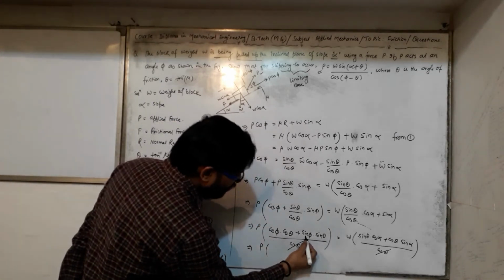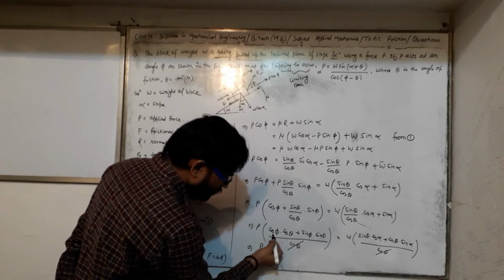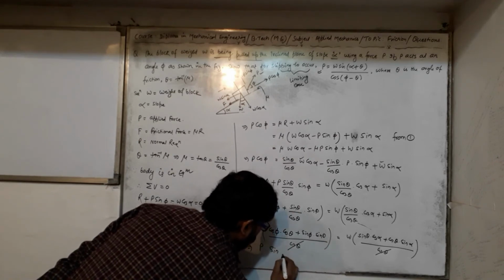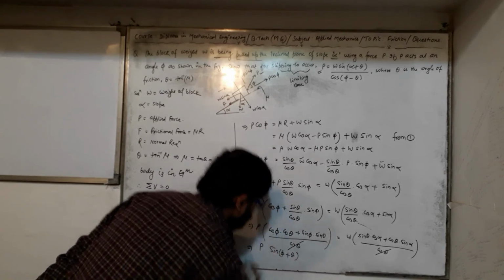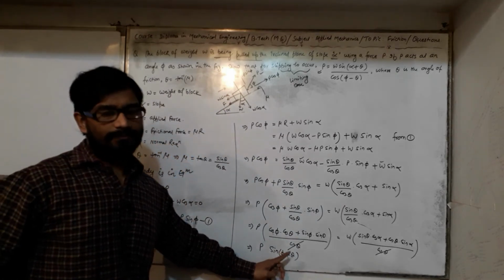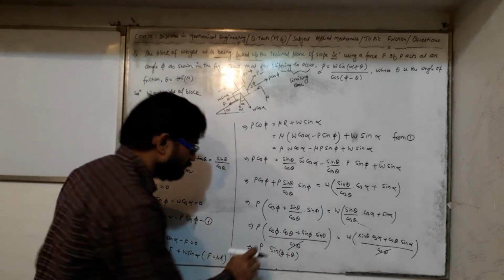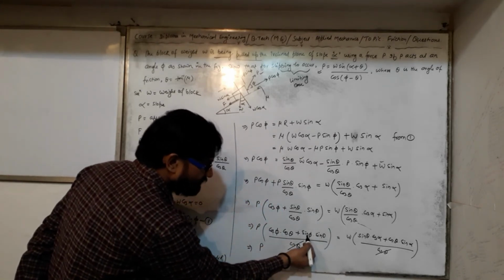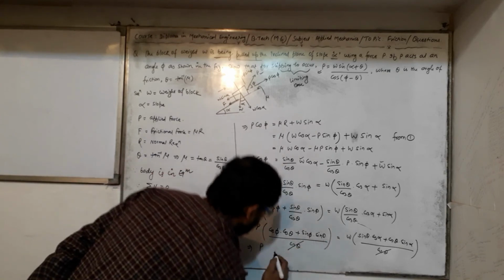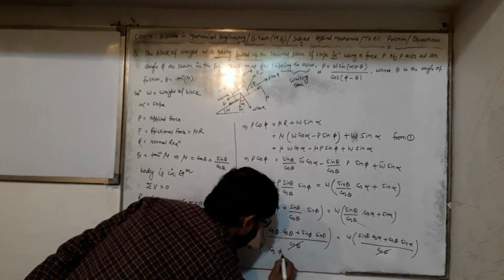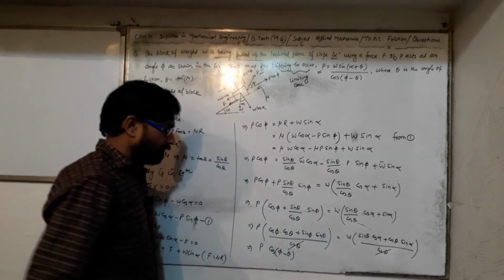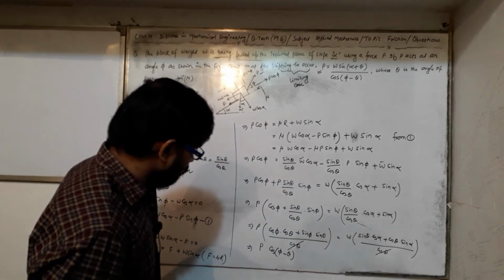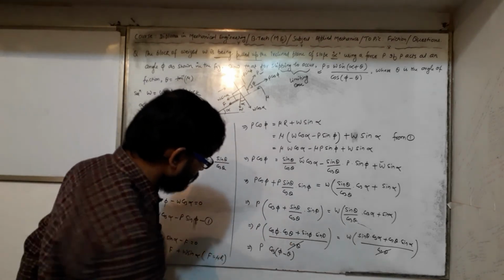Okay, now you can see P times cos phi cos theta plus sin phi sin theta. Is this sin of phi plus theta? The sin A plus B formula is sin A into cos B plus cos A into sin B, so this is not it. It means what? Cos of phi minus theta. Cos A minus B is nothing but cos A into cos B plus sin A into sin B. Here it is minus.